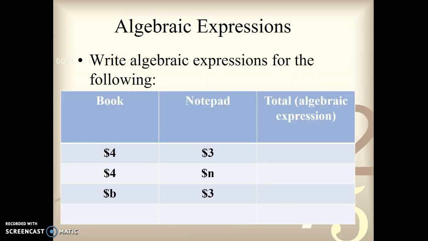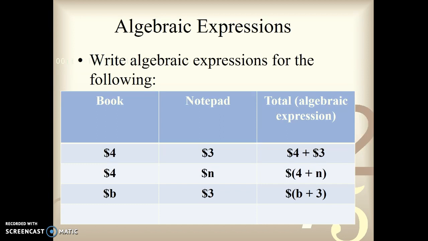All right, let's write algebraic expressions for the following. So we are buying some books and some notepads. We want to write an algebraic expression that expresses the total. So if my book is $4 and my notepad is $3, I could write an expression that says 4 plus 3. Now, if my book is $4 and my notepad is N dollars, my algebraic expression is 4 plus N. What if my book is B dollars and my notepad is $3? Then my algebraic expression is B plus 3.